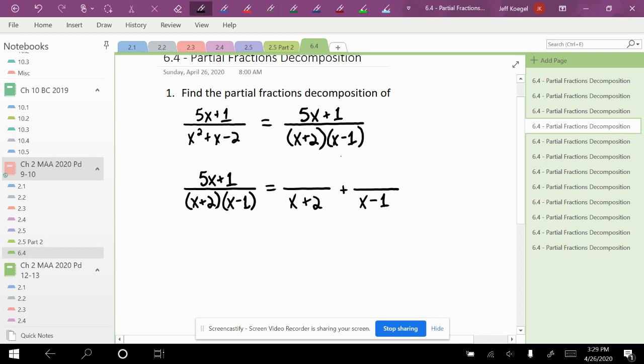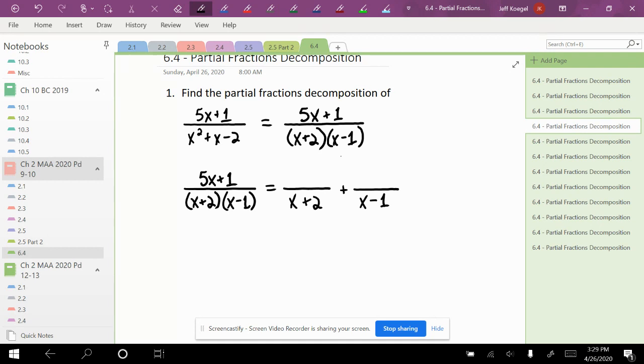All right, because in order to reverse the process, we have to understand that process. If we had these two denominators, their least common denominator would be x plus 2 times x minus 1. Now, what we're looking for in this partial fractions decomposition is what the numerators are. So we have to set up expressions there to solve for.